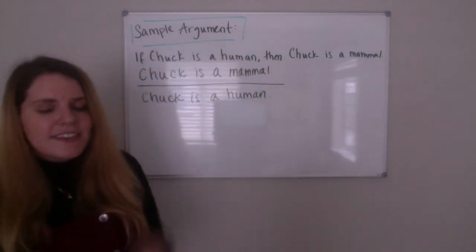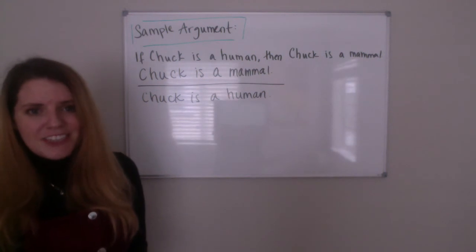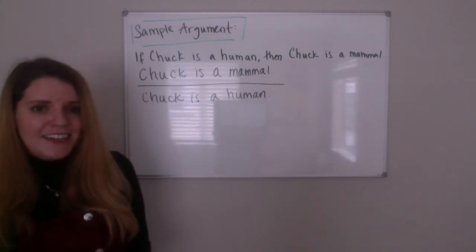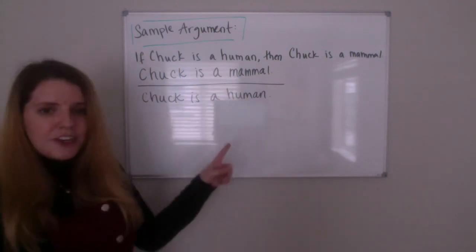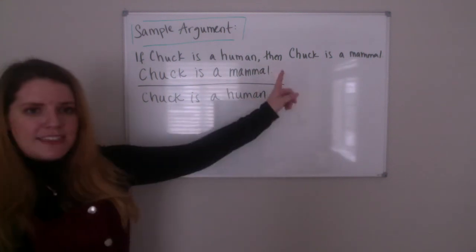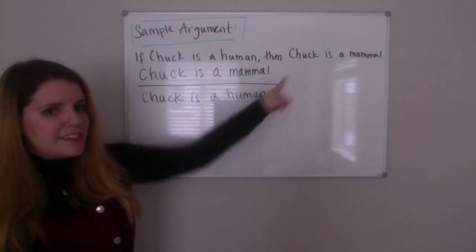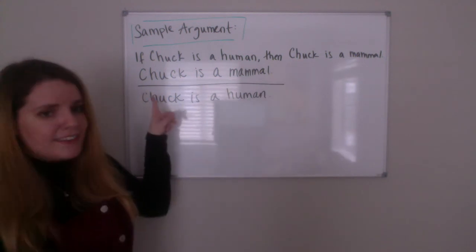So we have the sample argument on the board. And it reads, if Chuck is a human, then Chuck is a mammal. Chuck is a mammal, therefore Chuck is a human. So I want to pause here and make a note of the way that this argument is written on the board. As you can see, I've written the premises listed one after the other, and I've separated the premises from the conclusion by drawing this line.